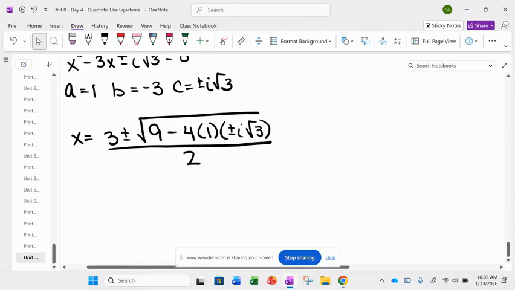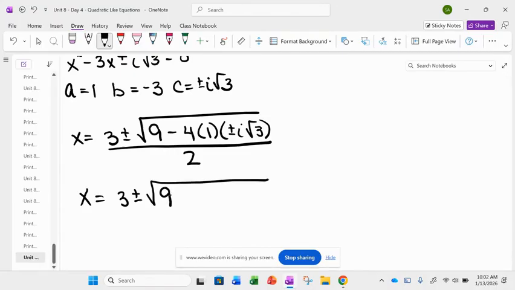Okay, let's keep going. So now we're going to have x is equal to 3 plus or minus the square root of 9. And now I have negative 4 times plus or minus i root 3, which gives us a plus or minus 4i root 3. Do we agree there? Yes. Exactly. All over 2.